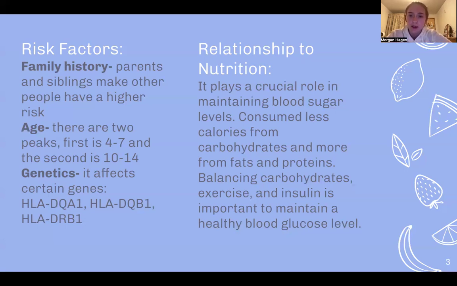Nutrition also plays a crucial role in maintaining blood sugar levels. So nutrition plays a crucial role in type 1 diabetes. You should be consuming less calories from carbohydrates and more from fats and proteins. You should also be balancing carbohydrates, exercising, and balancing your insulin because this is important to maintain a healthy blood glucose level and you don't want to go into a sugar shock.